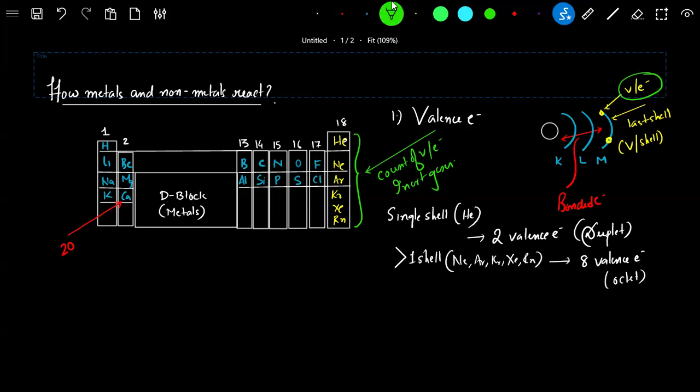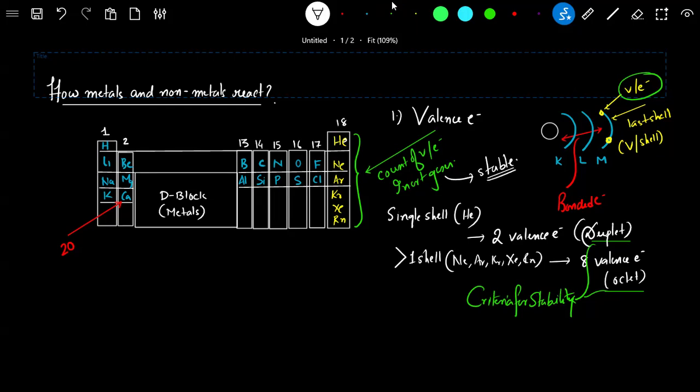Now pay attention to these two things: one is a duplet, one is an octet. What are a duplet and an octet? This is the measure, the criteria for stability, because we know that all these inert gases are stable. And why are they stable? Because they have a valence shell which either has a duplet configuration if they are a single shell atom, and that's only helium, or otherwise they have an octet configuration for their valence shell. Is this much clear or not?